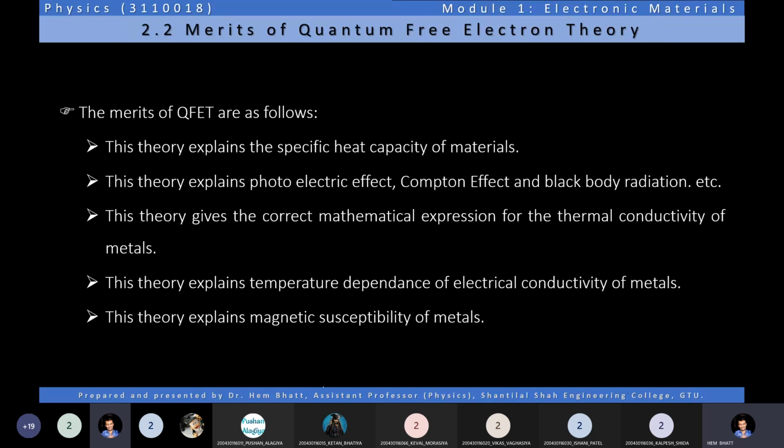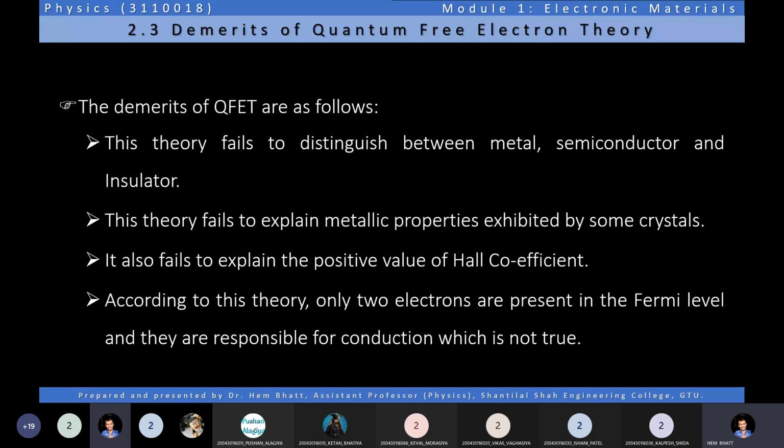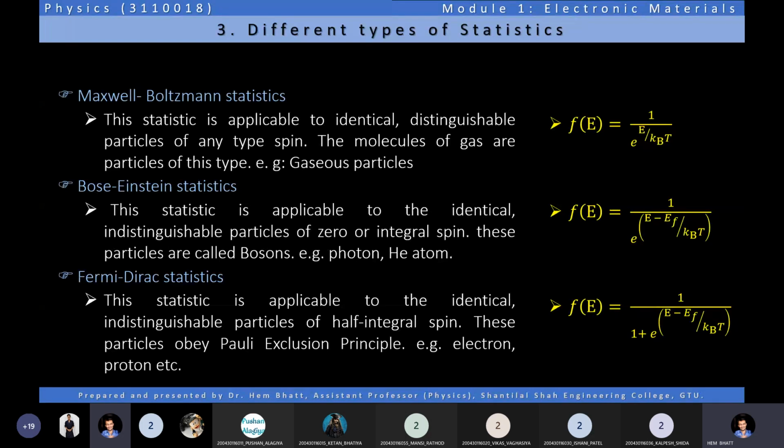Then we had merits and demerits of quantum free electron theory also. After that, we saw different types of statistics. How many types of statistics are there? 3 types. Very good. To whom does Fermi Dirac statistics apply? To those whose spin is fractional. Fermions, the particles having spin plus or minus 1/2, are called fermions. So when talking about electrons, Fermi Dirac statistics has to be used.